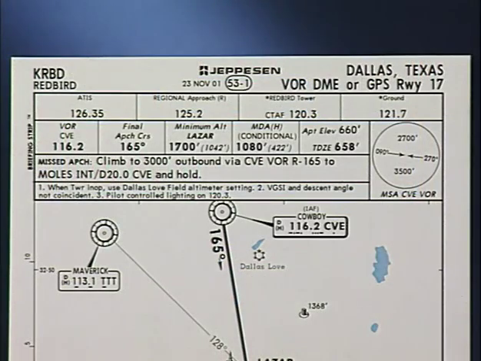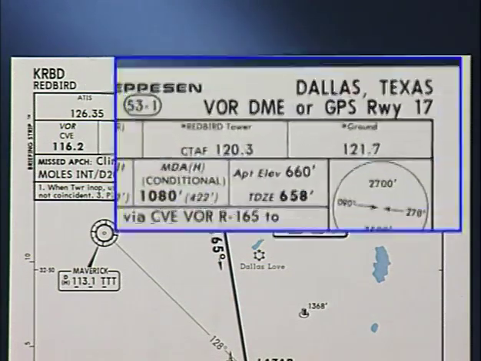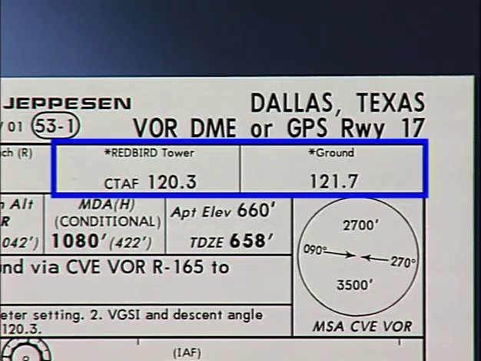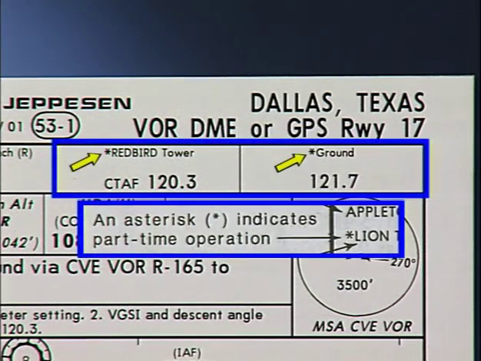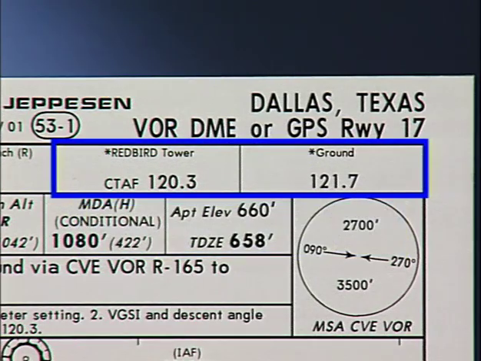Also be aware of any notes or symbols in the communications row. For example, the Redbird Tower and ground frequencies do not operate continuously, as noted by the asterisk. In addition, when the tower is not in operation, you are advised to use the Common Traffic Advisory Frequency, or CTAF. In this case, the CTAF frequency is the same as the tower frequency.